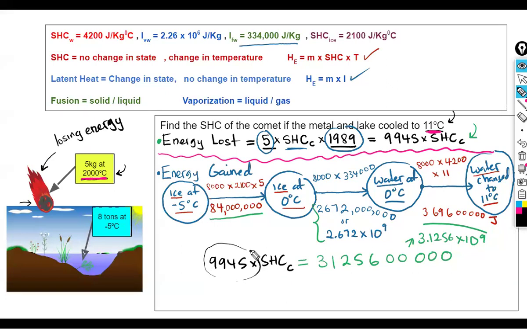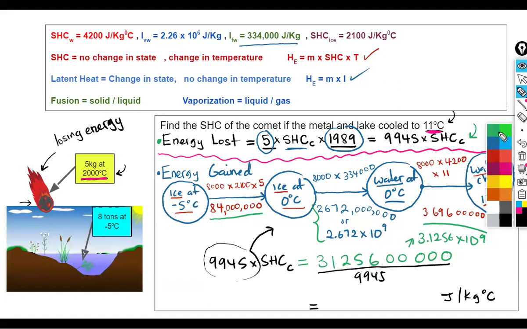So this here is a multiply, throw it across, and you get what? A divide. When you divide it, your answer will be in what? Joules per kilogram degrees Celsius, because that's the unit of specific heat capacity. Divide it and let me know what you get. Try your best to round off the answer to 2 decimal places.